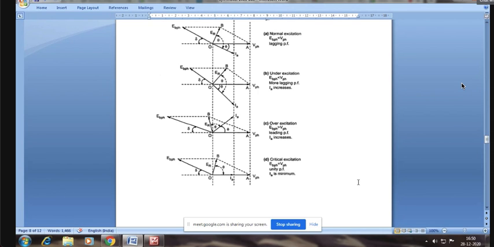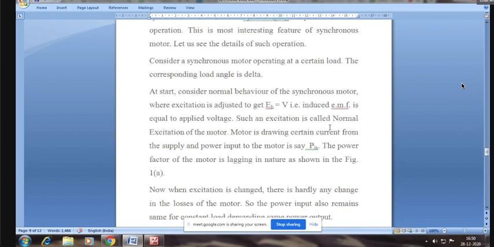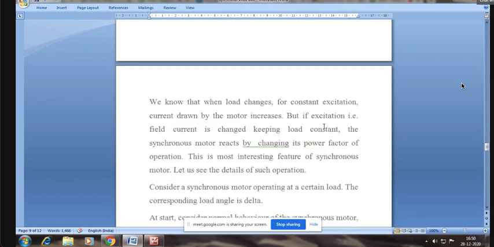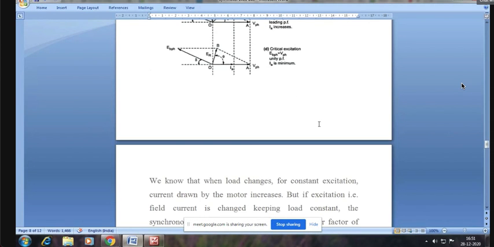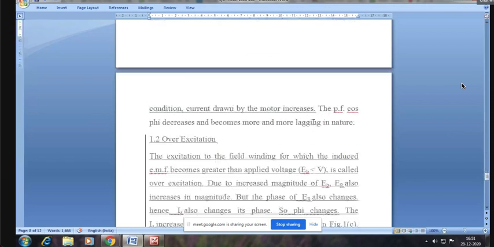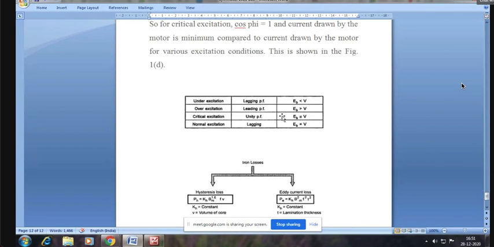So we will stop here. Any doubt? And here in a table, we have shown how the motor behaves for different excitation. Under excitation, it is lagging. Over excitation, it is leading. Critical excitation, it is unity power factor. Normal excitation, also it is lagging.